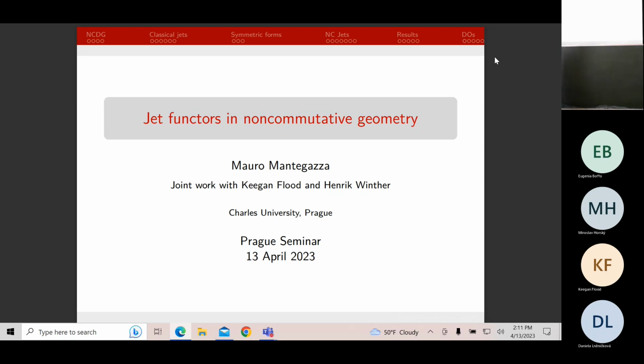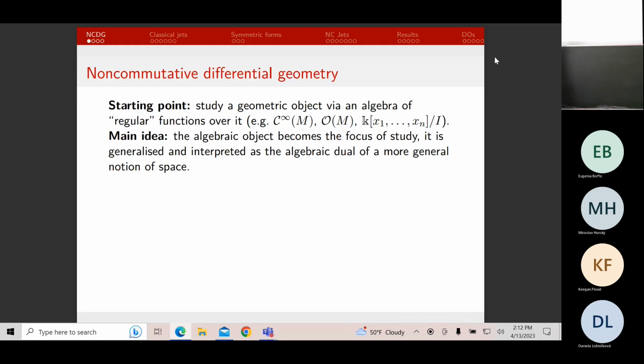No, that's okay. So what I'll be talking about today is a project with my two collaborators, Keegan Flood and Eric Winter. More specifically, I will talk about the contents of a paper which you can find on the arXiv with the same title as this presentation. It is a generalization of jet functors to the generic setting of non-commutative differential geometry. So let's start with what we mean by non-commutative geometry.